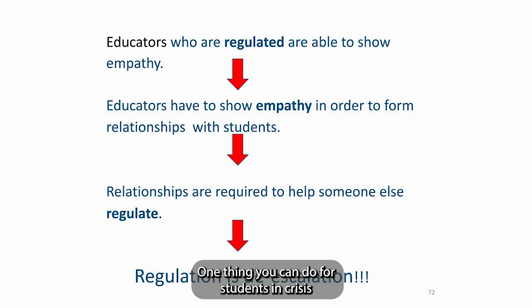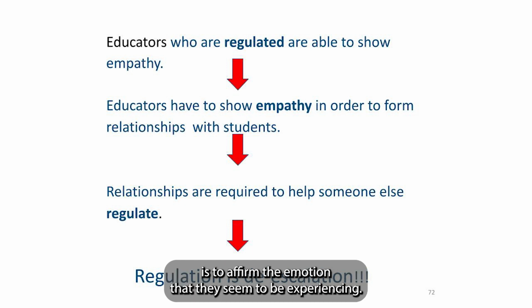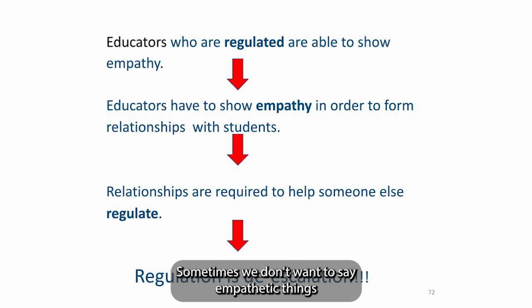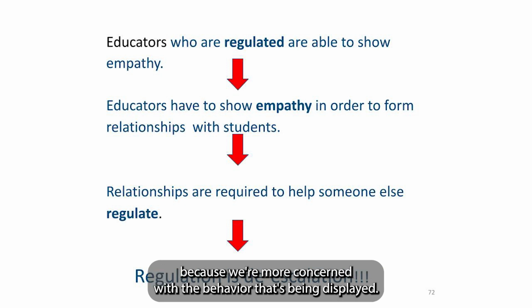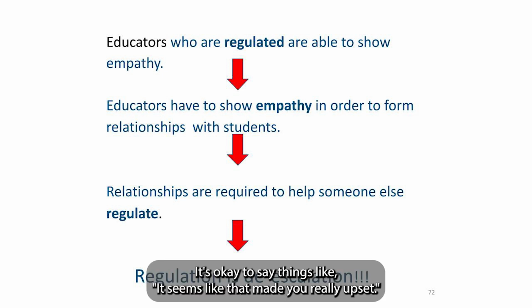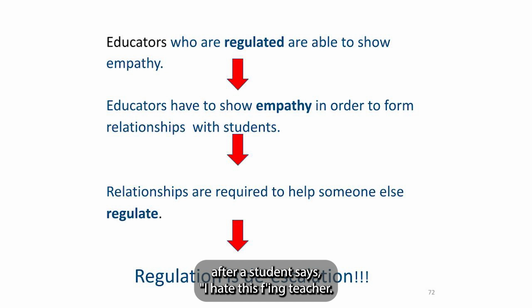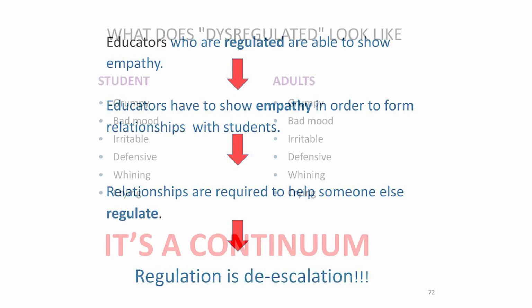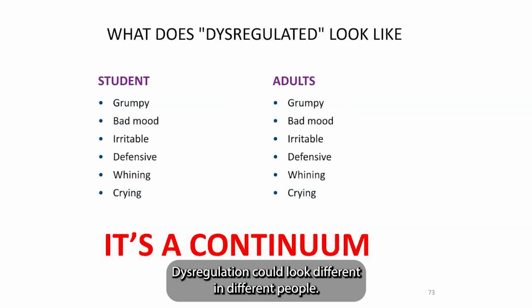One thing you can do for students in crisis is to affirm the emotion that they seem to be experiencing. Sometimes we don't want to say empathetic things because we're more concerned with the behavior that's being displayed. It's okay to say things like, "It seems like that made you really upset," after a student says, "I hate this effing teacher." Dysregulation could look different in different people.